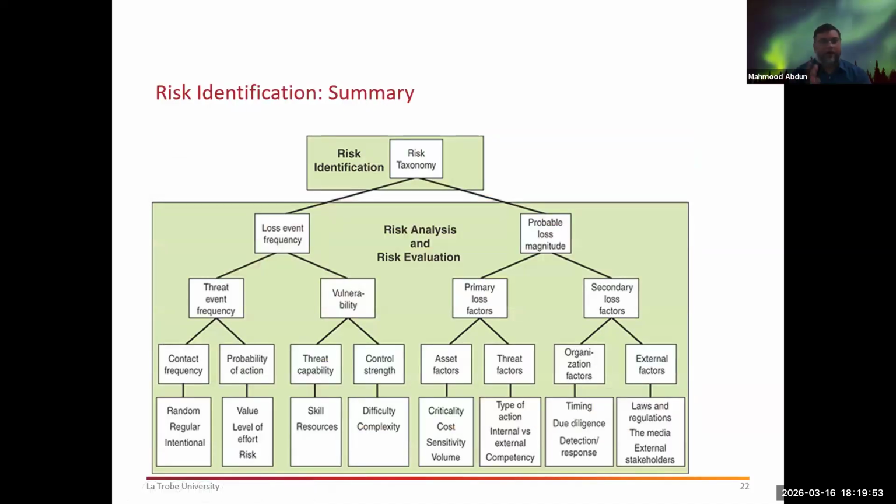Now, this is a summary of how people do this, the risk taxonomy, right? And you can see the next stage we're going to look into how to calculate loss event frequency and probable loss magnitude, and this can be broken down. So don't worry too much about this. We'll go into some examples.